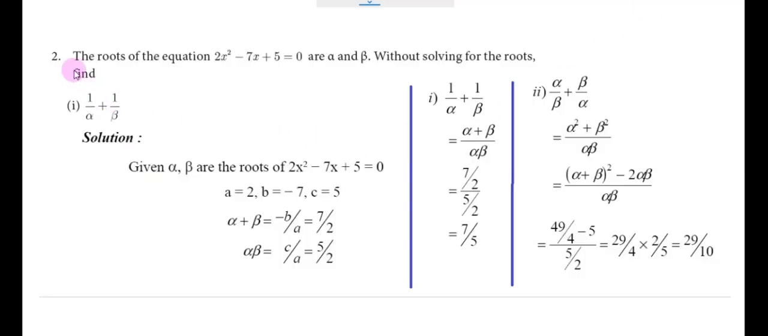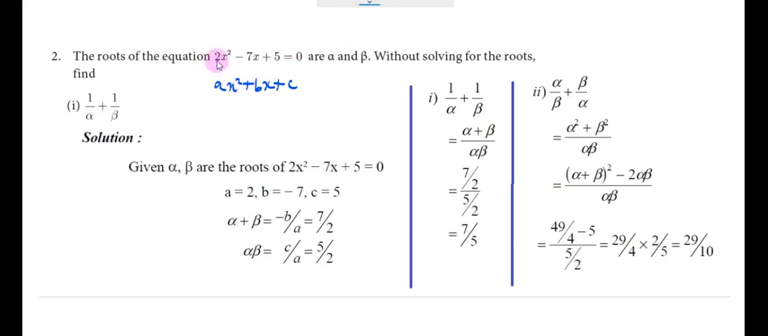Okay, now question number 2. The roots of the equation 2x square minus 7x plus 5 equal to 0 are alpha and beta. Without solving for the roots, find 1 by alpha plus 1 by beta. Okay, without solving the roots. Here we don't want to find the roots, but we should find this value. Okay, very easy way. Just compare the given equation with ax square plus bx plus c. Okay, just compare.